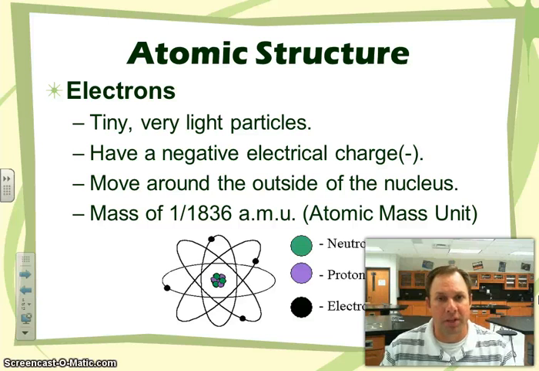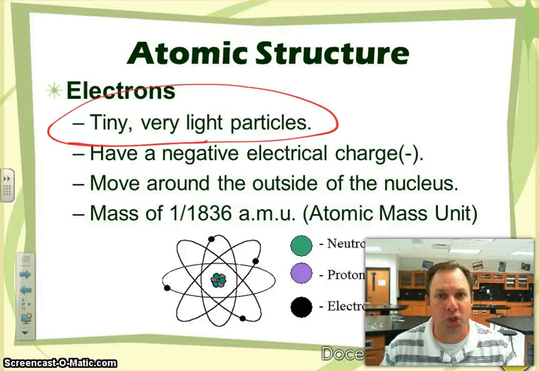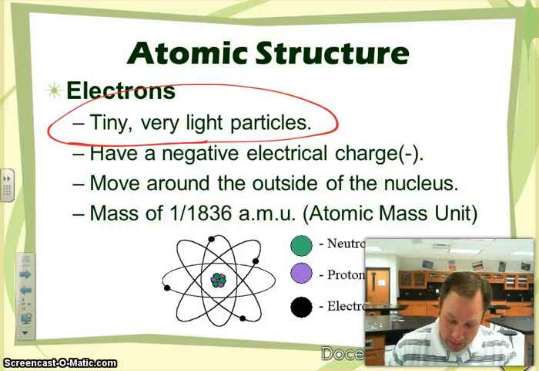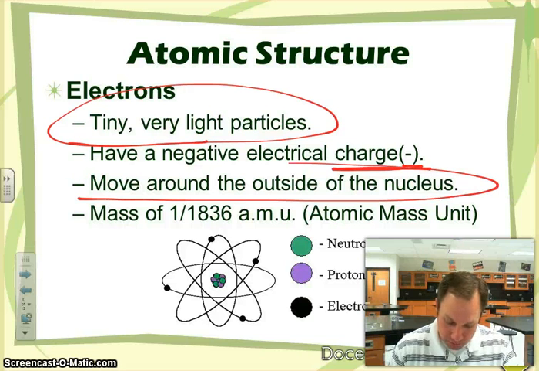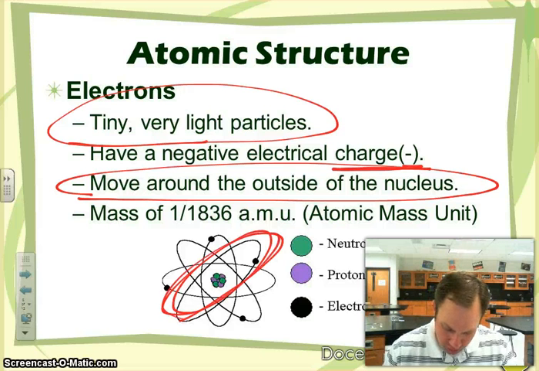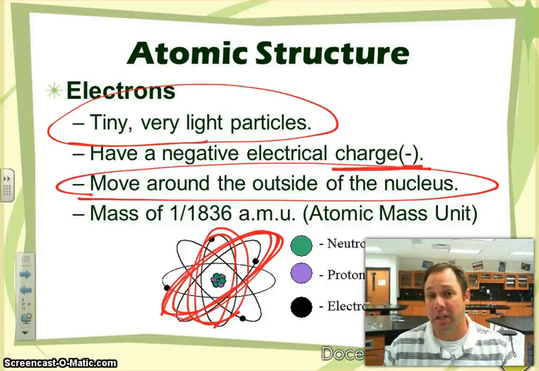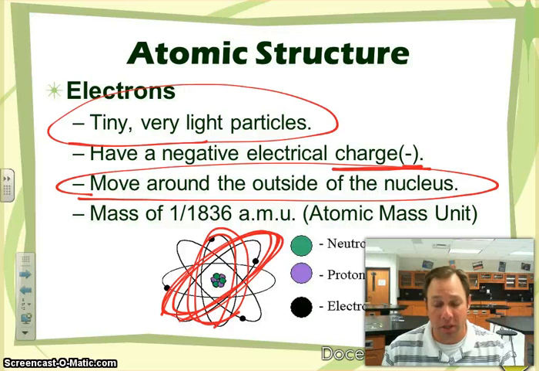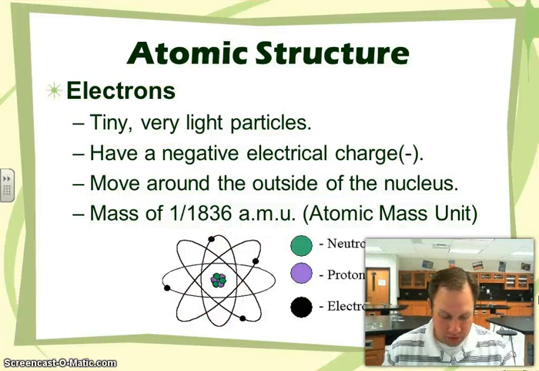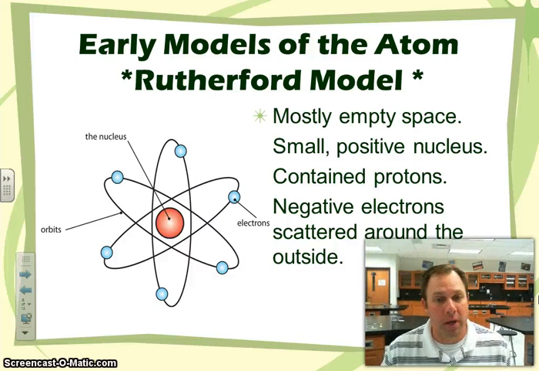Then lastly, electrons. It's important to note that our electrons are much different from our protons and our neutrons because they are very tiny, significantly smaller than our protons and neutrons. They have a negative charge, and they are different because they are not in the nucleus. They orbit or go around the nucleus. Our electrons go around the nucleus in various pathways, and again, they have a mass that is significantly smaller than protons and neutrons.